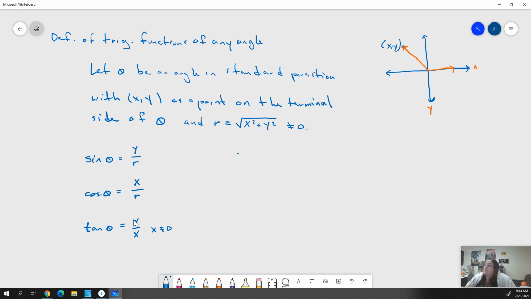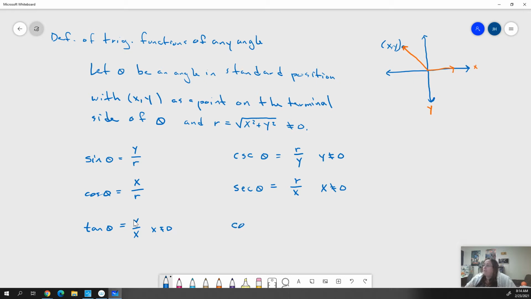So what else do we have? We have cosecant. Cosecant of theta is just the inverse of sine. So if we have y over r for sine, cosecant is just r over y. And in this case, y can't be equal to 0. Secant of theta is just the inverse of cosine. So it's going to be r over x. And you probably have guessed by now that x cannot be equal to 0, because we can't have 0 as a denominator.